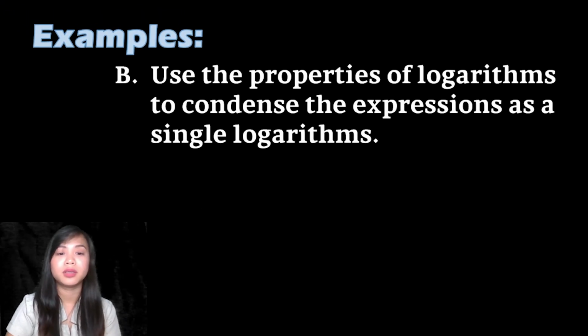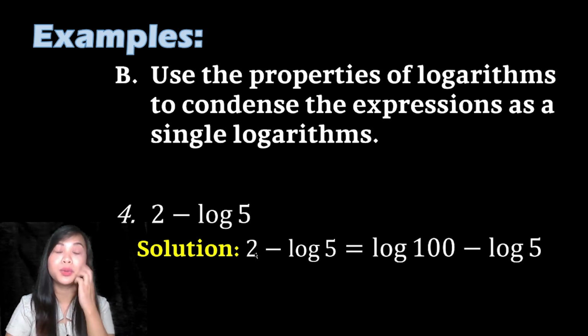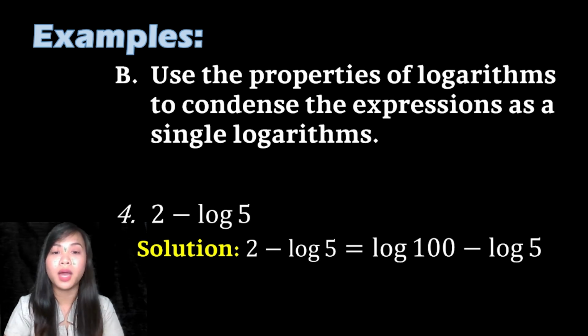So now, again, fourth example, we have 2 minus log 5. So we have common logarithm involved here, and 2 can be equal to, when we transform it into a logarithm, log 100. How does it become log 100?